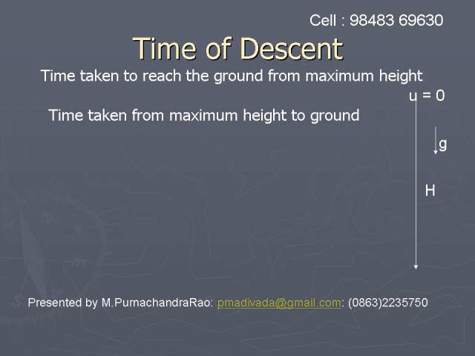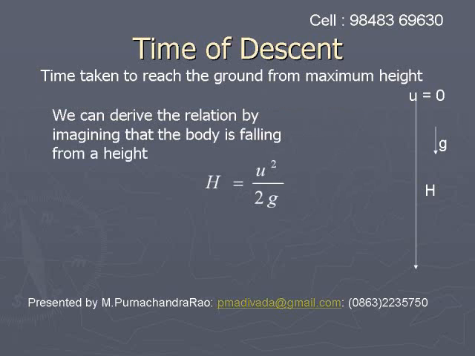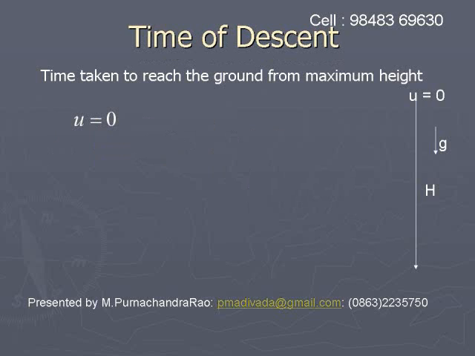Time of descent. It is the time taken by a vertically thrown up body to reach ground from maximum height. The maximum height is u square by 2g. So this problem can be solved by imagining that the body is falling freely from a height H is equal to u square by 2g. So initial velocity u becomes 0, acceleration a is equal to g, s is equal to H is equal to u square by 2g, t is equal to td.